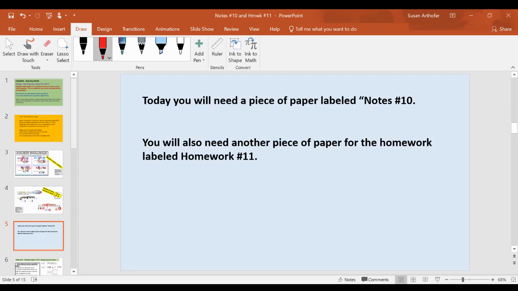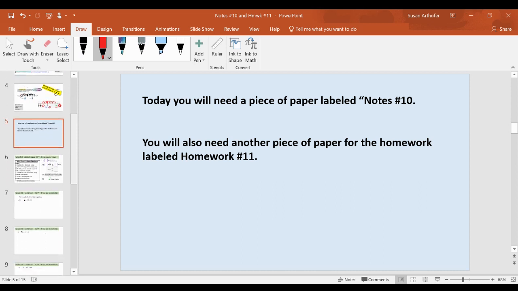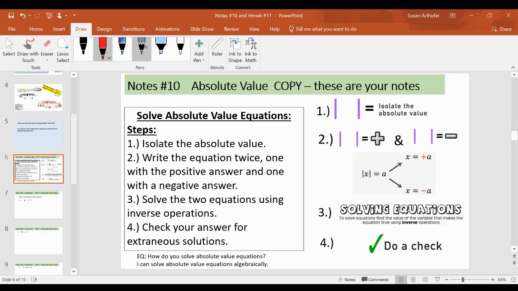Okay, so today you're going to need a piece of paper labeled notes number 10, and then you will also need another piece of paper for the homework labeled homework number 11. So now this is notes number 10, absolute value, and you're going to now start copying for your notes. So be ready to take some notes.